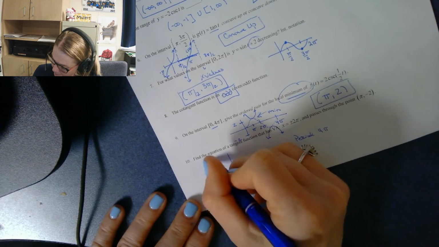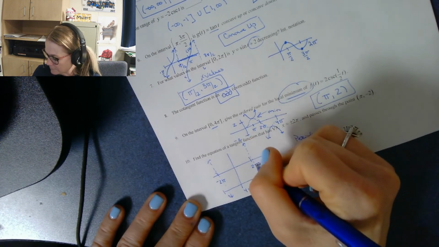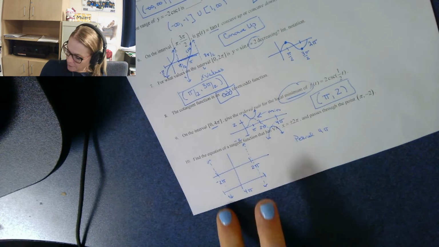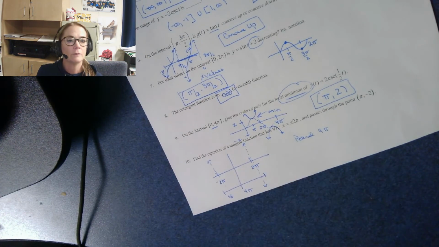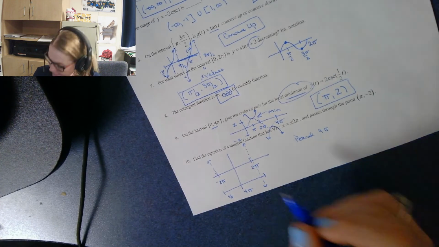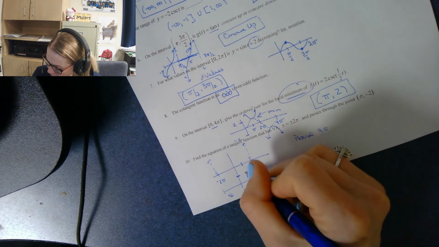Because asymptotes on tangent and cotangent occur every period. And then tangent starts them at the half period, if you will. All right, and then it passes through the point pi over negative 2. So pi over negative 2. All right, so this is interesting.